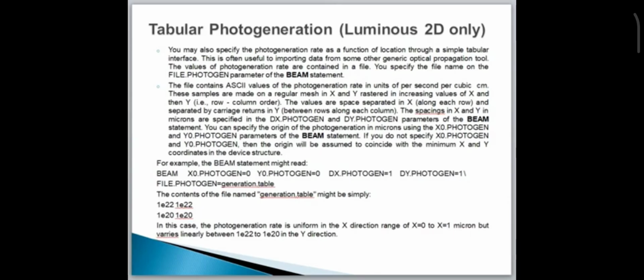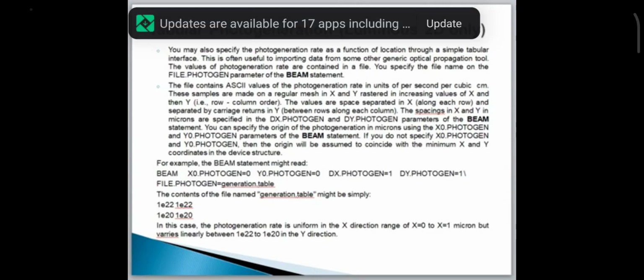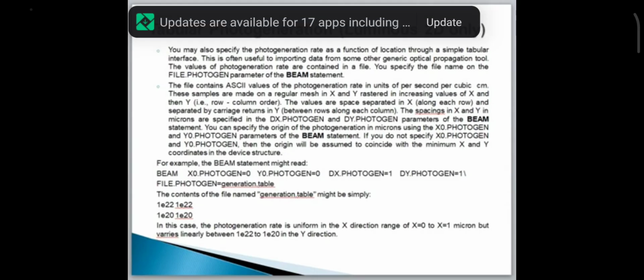You can specify the origin of photo generation in microns using the x0.photogen and y0.photogen parameters of the beam statement. Simply, if you are defining the value of the origin of the photo generation, you have to start from the xnode.photogen and ynode.photogen parameters in the beam statement. If you do not specify xnode.photogen and ynode.photogen, then the origin will be assumed to coincide with the minimum x and y coordinate in the device structure.